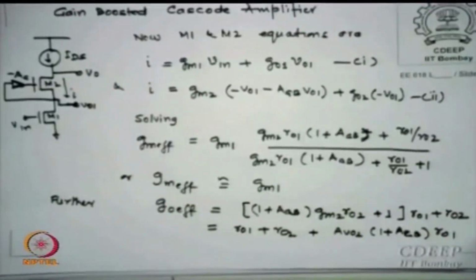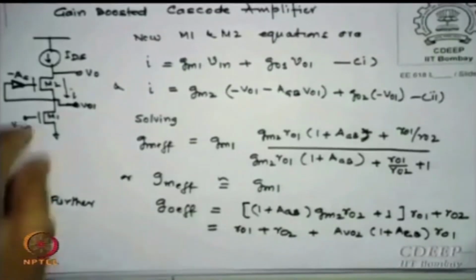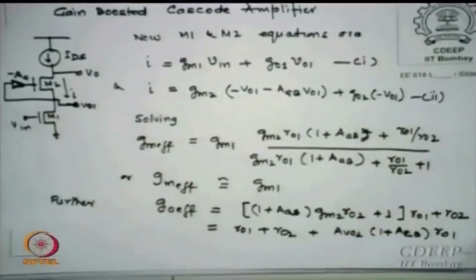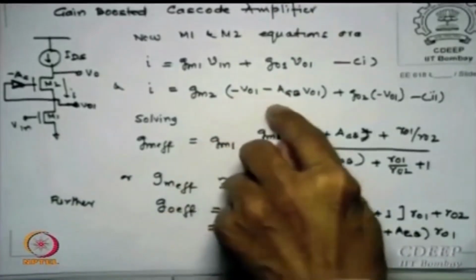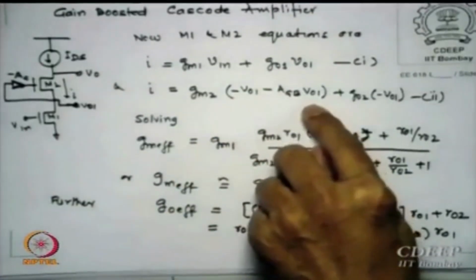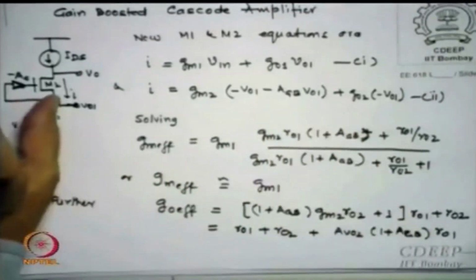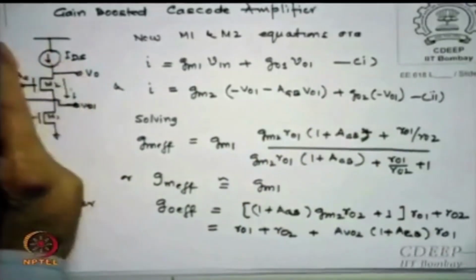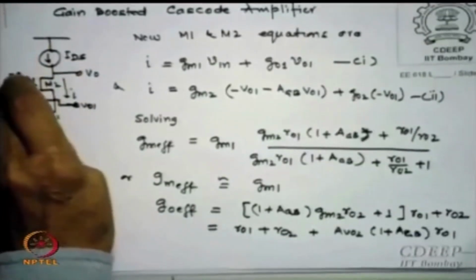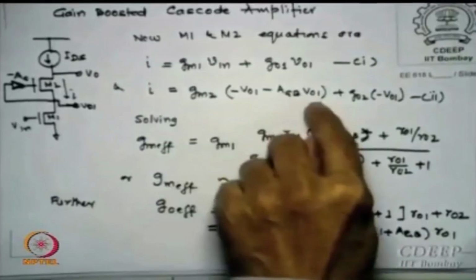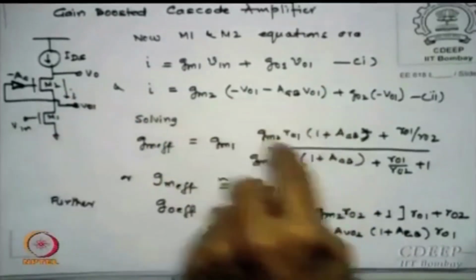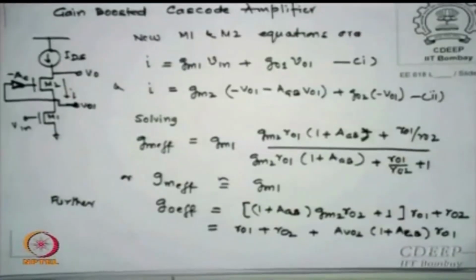by the same logic. Instead of VDS, what should I use for the first one? VDS, same as VO1, no change. For this the VGS is how much now? Minus VO1 minus AGB times VO1, is that okay? How much is this VGS? This minus this. What is the output of the first amplifier here at the gate? A. So minus A times VO1, or AGB, I call it gain boost. So AGB times VO1 minus VO1, that is (AGB plus 1) times VO1, is the VGS.